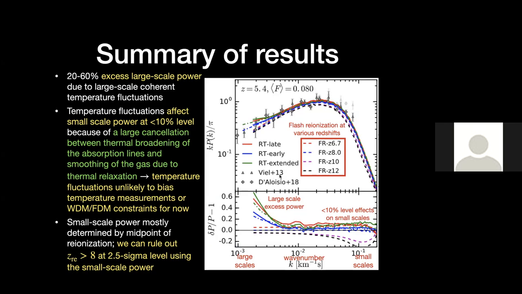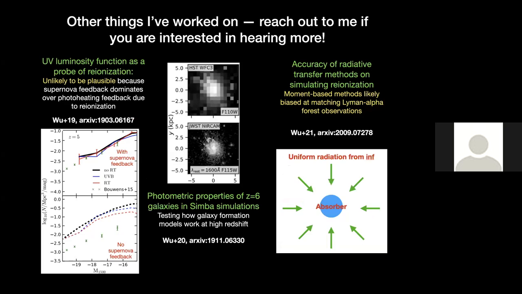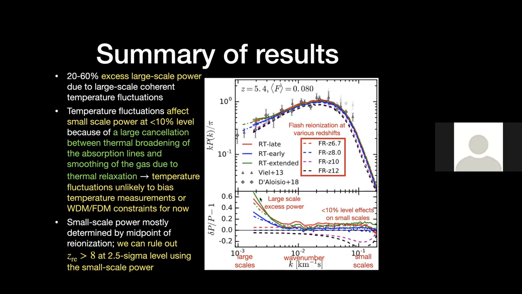So immediately you can see that in all of these patchy reionization simulations, there is this excess large-scale power, as we mentioned earlier, because of the coherent large-scale temperature fluctuations. And this effect is pretty large, something like 20 to 60% level. So this is the most evident imprint of patchy reionization on the Lyman-alpha forest flux power spectrum.